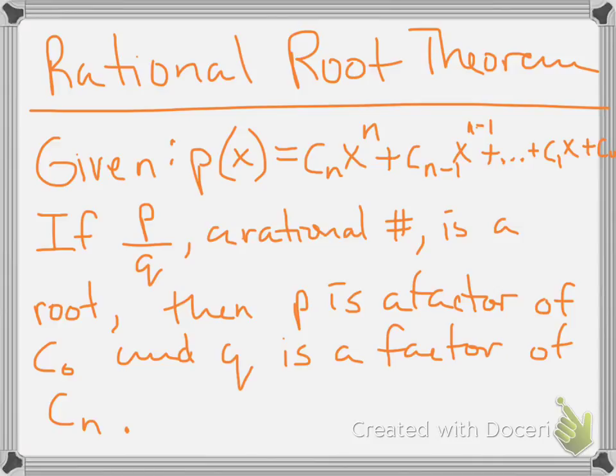Now, the problem is a lot of polynomials don't have any rational solutions. That's why this condition at the very beginning says if P over Q is a rational root. Just because we can come up with some rational numbers that are combinations of the factors of these two things doesn't mean they're going to be solutions. We're going to use the remainder theorem from yesterday to guess and check, see which of those rational solutions work in the polynomial and which ones don't. If we can find one, then we'll take the quotient that we got using the remainder theorem, and we'll find the remaining zeros of that function.